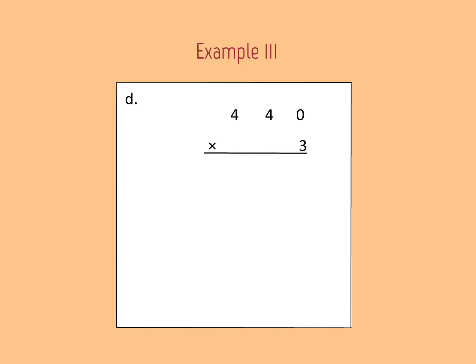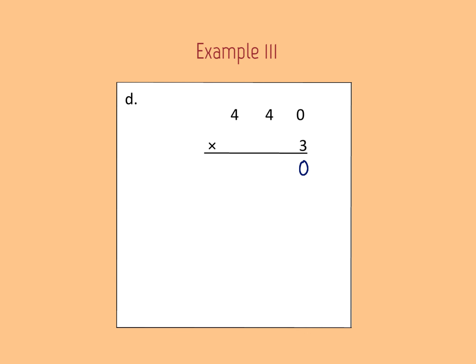Our last example is 440 times 3. For this example, we will simply just use the standard algorithm and solve 440 times 3. And we know that we have to start in the place value all the way to the right. So we would do 0 times 3, which is 0. Then we multiply 40 times 3, which is 120.